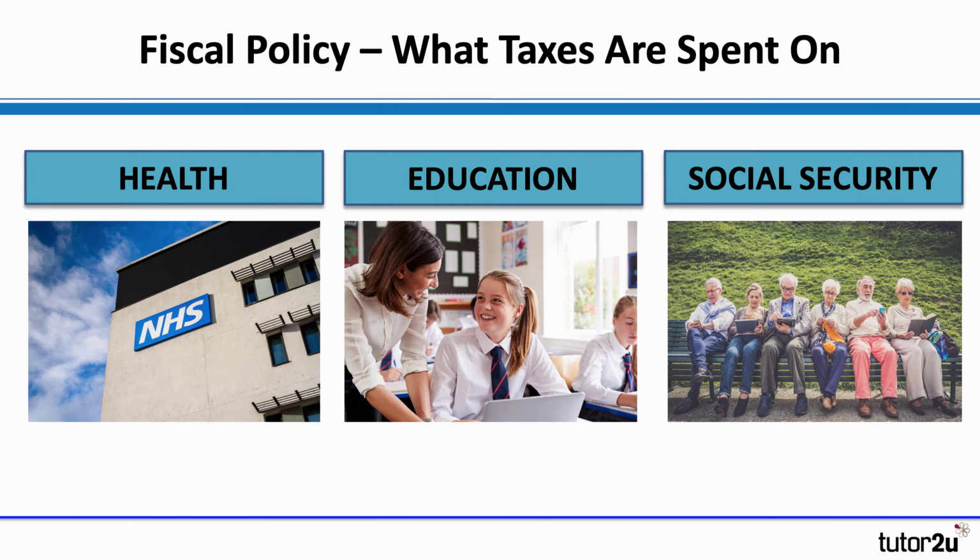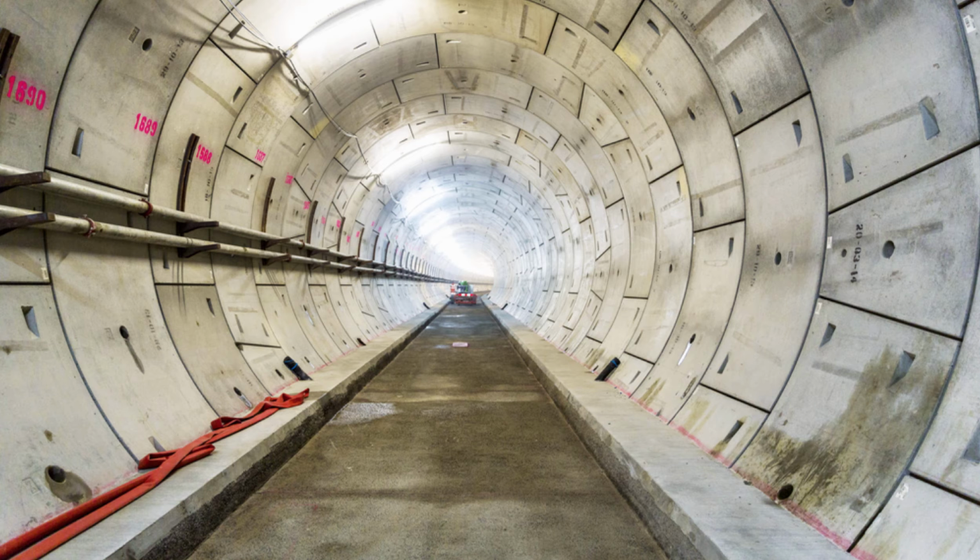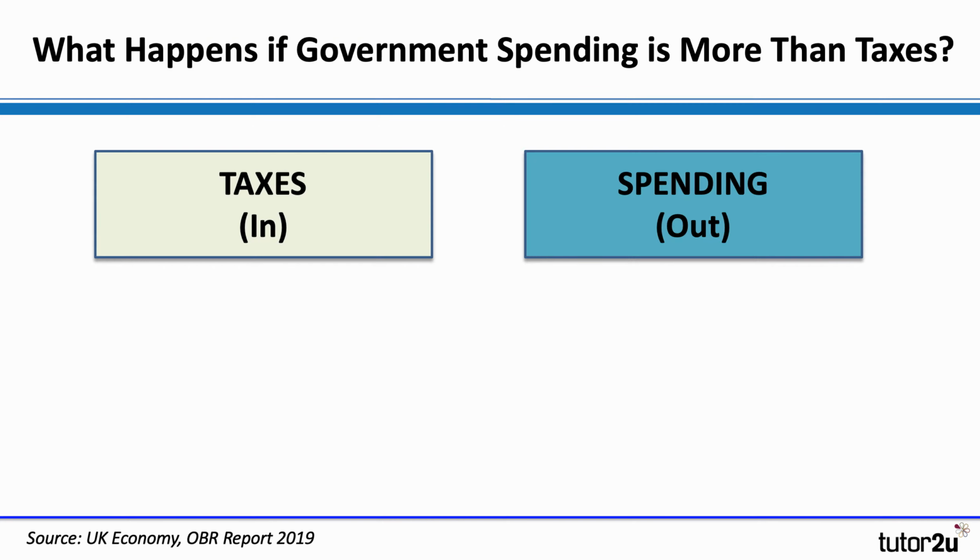Obviously, the government also spends on areas like defence. And don't forget, it also spends on what's known as infrastructure or capital projects. The picture on the screen there is a major project currently ongoing, a little bit delayed, called Crossrail. So there we go, fiscal policy: the taxes the government levies and what it decides to spend them on.